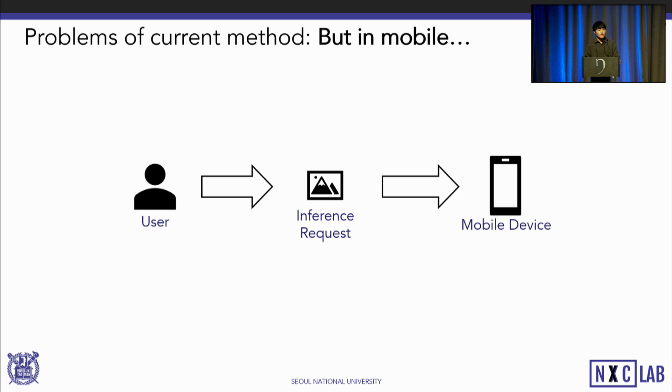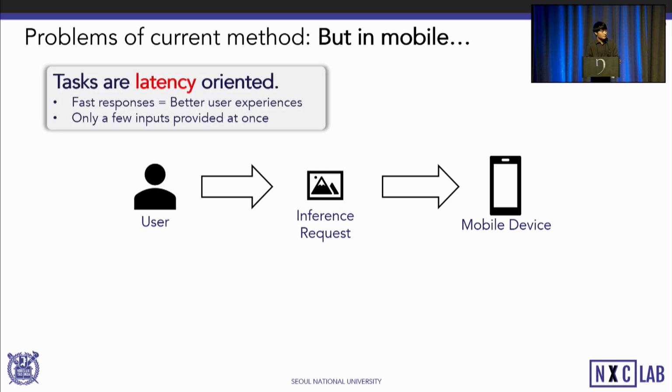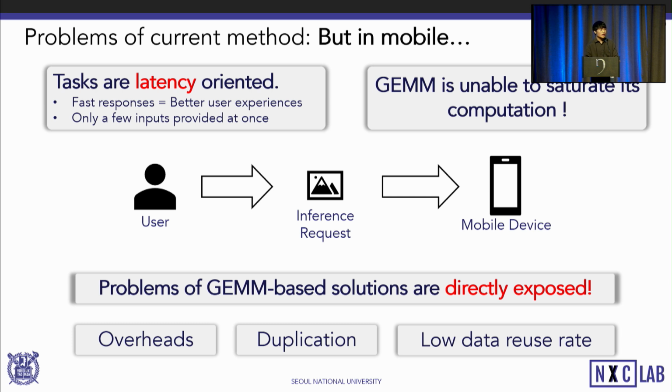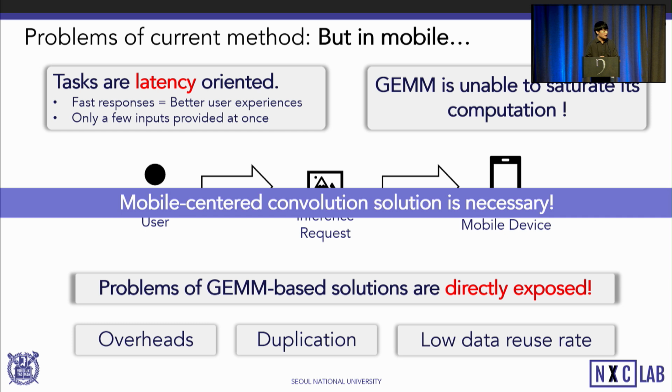However, in mobile, tasks are latency focused. This means that users want the fastest and quickest responses to their requests and only supply one or a few inputs at most. This renders the current GEMM-based strategy of overshadowing the problems with the sheer number of computations impossible in the mobile environment. This exposes the problems of the GEMM solution directly in mobile, which causes convolution computations in mobile to be slower than what can actually be achieved on mobile devices. Therefore, a mobile-centered convolution solution is necessary. This solution must overcome the problems of existing solutions and achieve high computational saturation even with a low number of inputs provided.